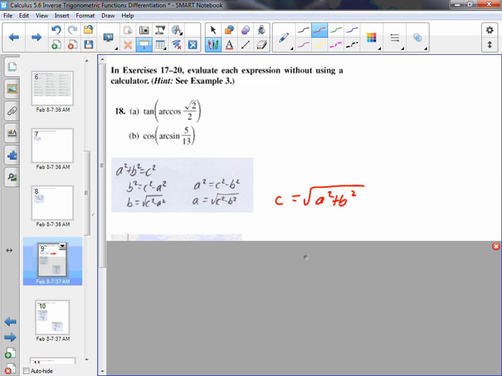The thing you need to remember, you don't have to memorize that. But if you're solving this for one of the legs, it's the square root of the hypotenuse squared minus the other leg squared. So a would be the square root of hypotenuse squared minus the other leg squared. Now, here's why.